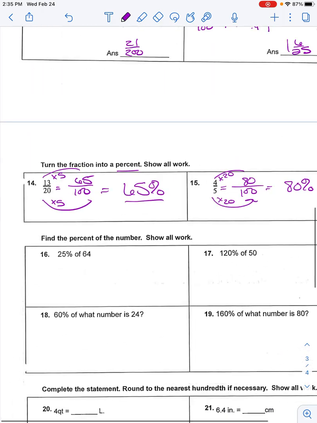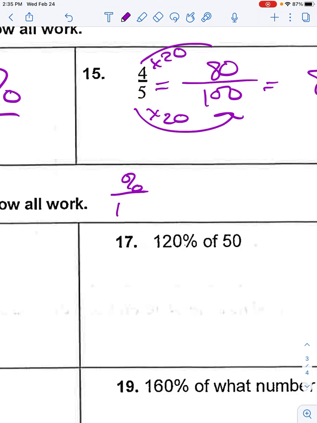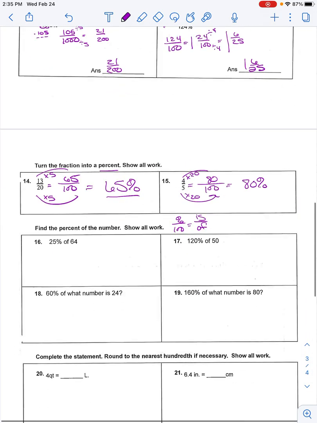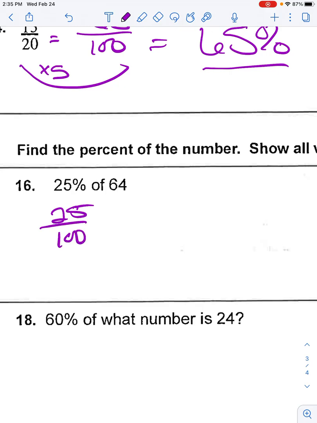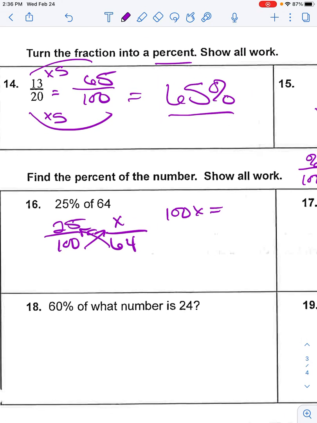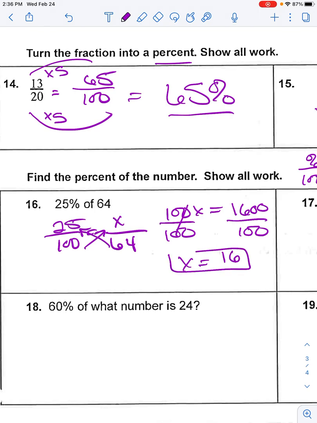Next, we're finding the percent of a number. I would remind yourself as soon as you get your test, percents go over 100, is over of. 25% of 64 is over of. 100 times x is 100x. 64 times 25. For time purposes, I'm going to cheat and use my calculator. That is 1,600. Divide by 100 to get 16.